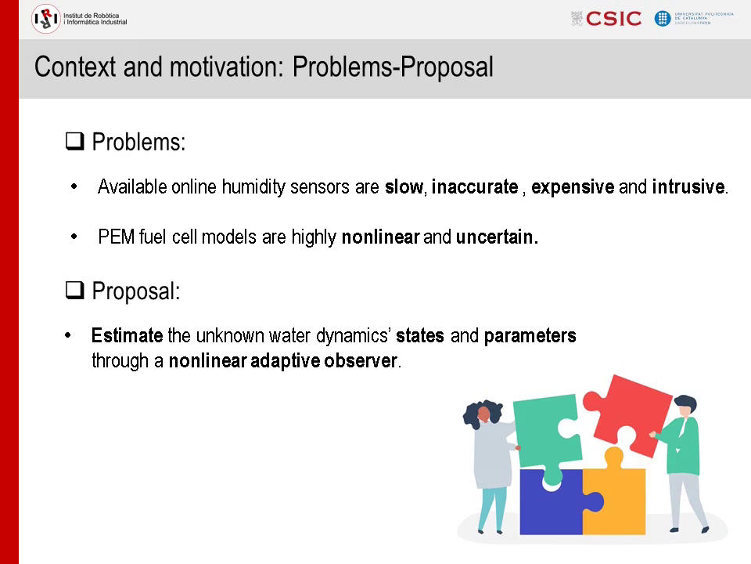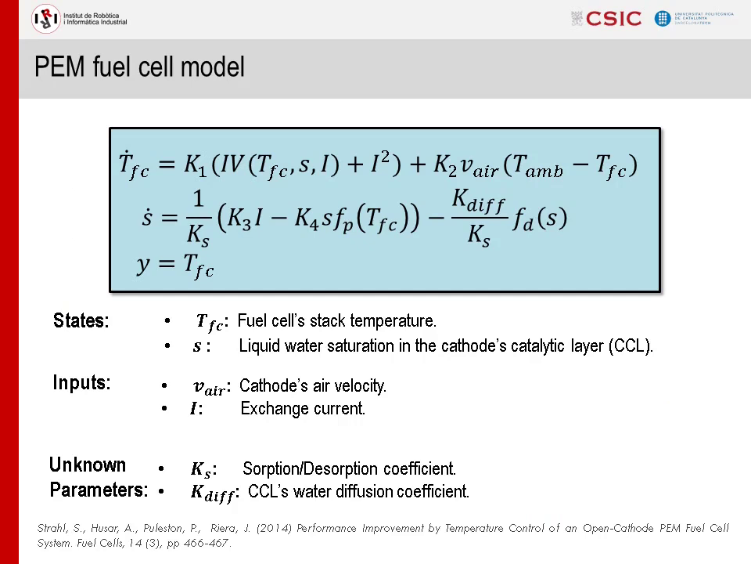To better understand the problem, the considered fuel cell model will be presented. The model depicts the fuel cell's thermal and water dynamics through an order 2 nonlinear system. The states are the stack temperature and the liquid water saturation in the cathode's catalyst layer. The controllable inputs are the exchange current and the cathode air velocity. The nonlinear functions fd, fp and v are known.